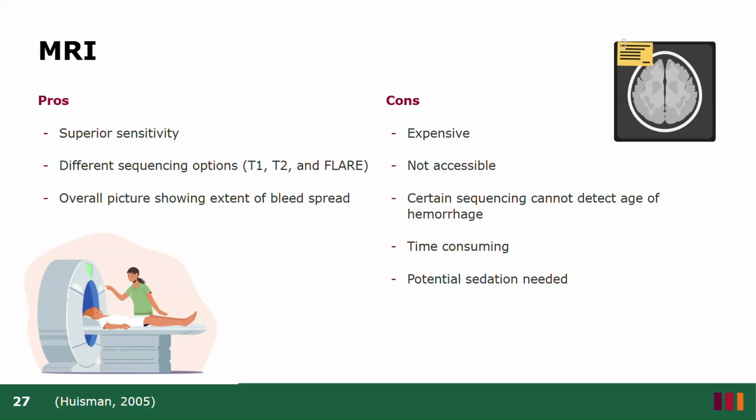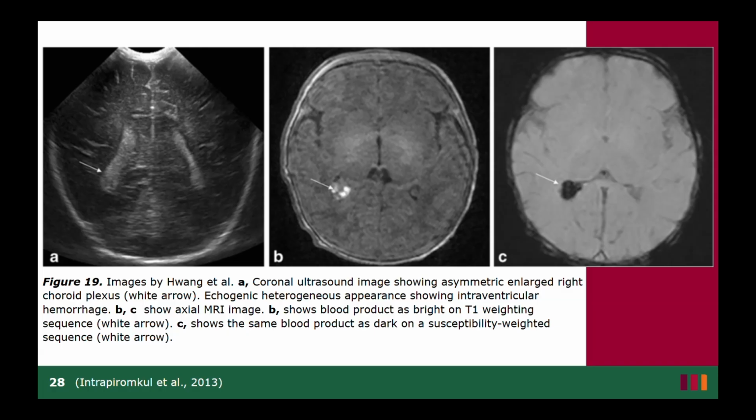The T2 sequence weighting cannot detect the age of the bleed. FLAIR sequences is the best option to suppress the CSF signals, allowing for better details of the hemorrhage to be visualized. These images are by Huang et al.